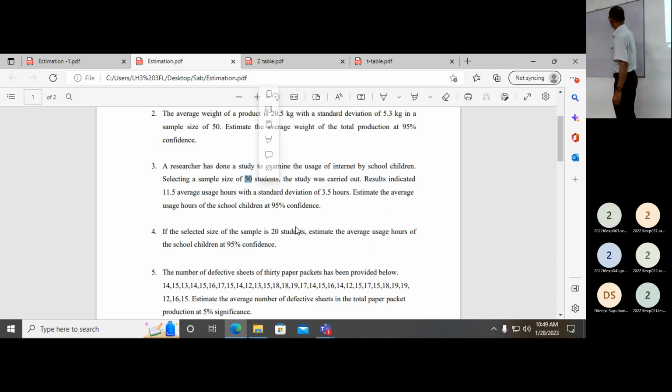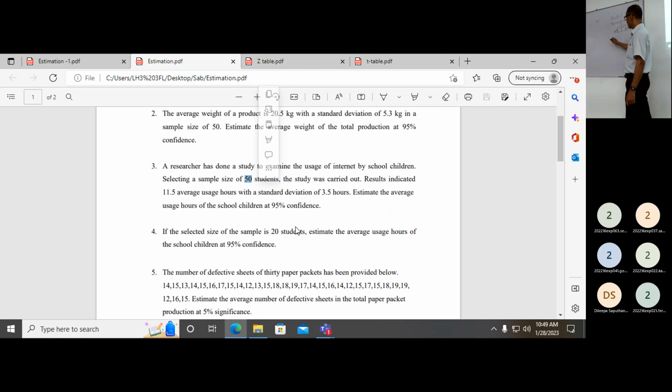X bar is 11.5. 95% confidence I won't use, but the T table I have to use, therefore I get 5% significance. 5% significance means like this. 95% confidence here, 5% means 0.025 on each side. I want to find this.